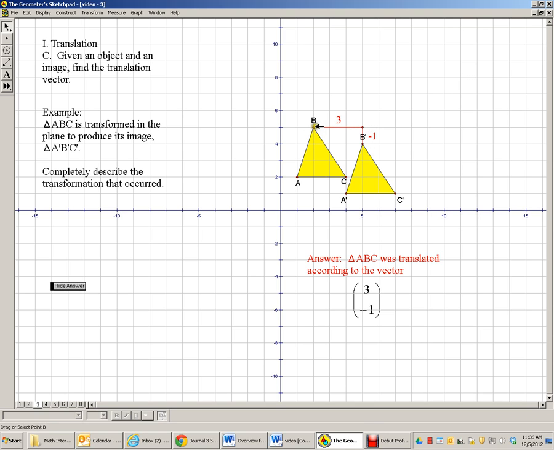For instance, if you look at the movement from B to B prime, obviously that's 3 to the right and 1 down. Likewise, A to A prime will be 1, 2, 3 to the right and 1 down. C to C prime is 3 to the right and 1 down. So the answer to the task that was posed is that triangle ABC was translated according to the vector 3, -1.